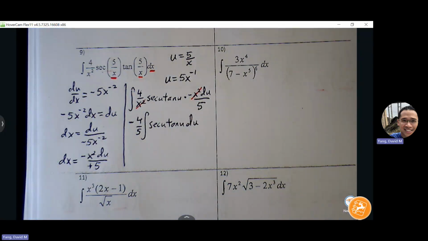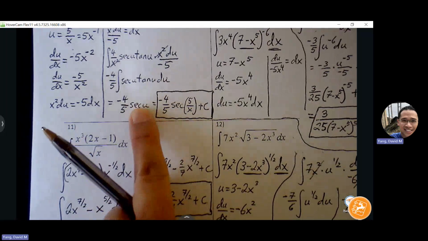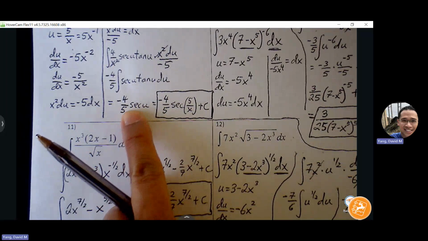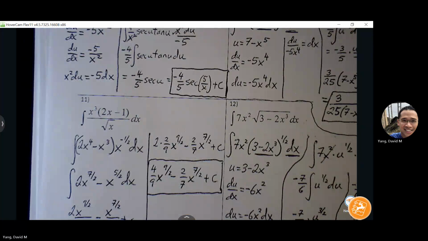Do we have a rule for secant u tangent u? Yeah, just secant u, right? Secant u tangent u becomes secant u, the negative 4/5 stays, plus c, and then replace the u back in terms of x. Okay, so I want you to now go back to number 2 and see if you can continue working through, finish off the rest of our problems. I'll be right back. There's a key that you can check your progress as you work through.